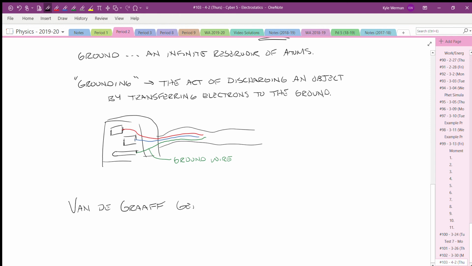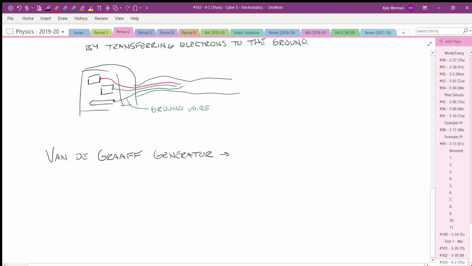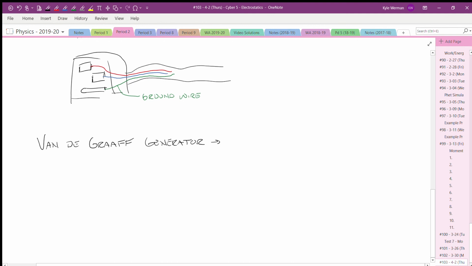So a Van de Graaff generator is a device that basically creates a buildup of charge on a big metal dome, and you can do some pretty cool things. Kind of creates little mini lightning bolts. It can kind of zap you. They look pretty cool. But basically, what I want you to understand about a Van de Graaff generator is it's kind of like an electric vacuum.